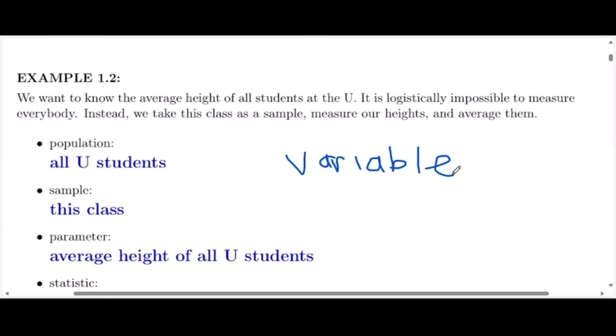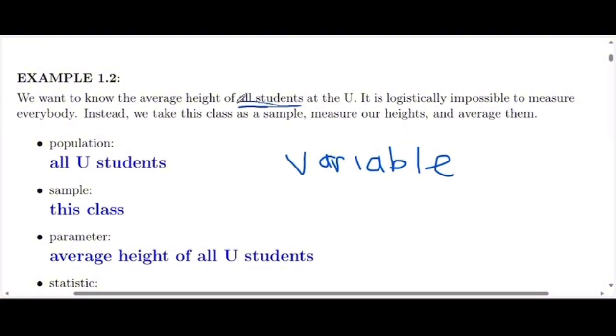Now here, we want to know the average height. Then height is a variable. Does that make sense? We want to know the average height of all. Please take a look at this.